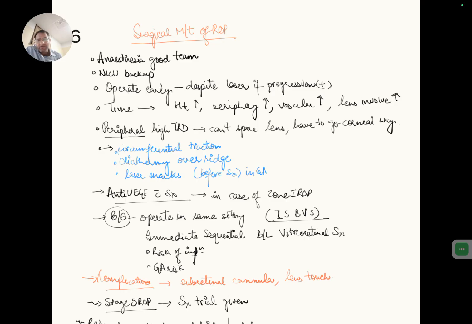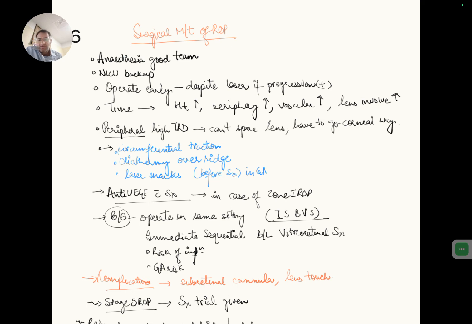Anti-VEGF can be given with the surgery, especially in the case of zone 1 ROP, and both eyes have to be operated in the same sitting, as we can't give GA again in a premature baby, and this is called immediate sequential bilateral vitreoretinal surgery, that is ISBVS. There is risk of infection in doing a bilateral surgery, but compared to the GA risk again and again, this infection risk is less.